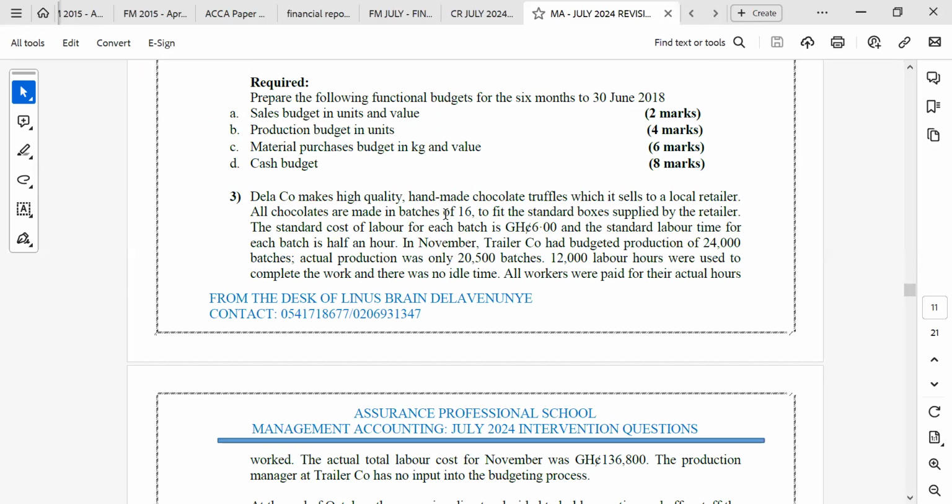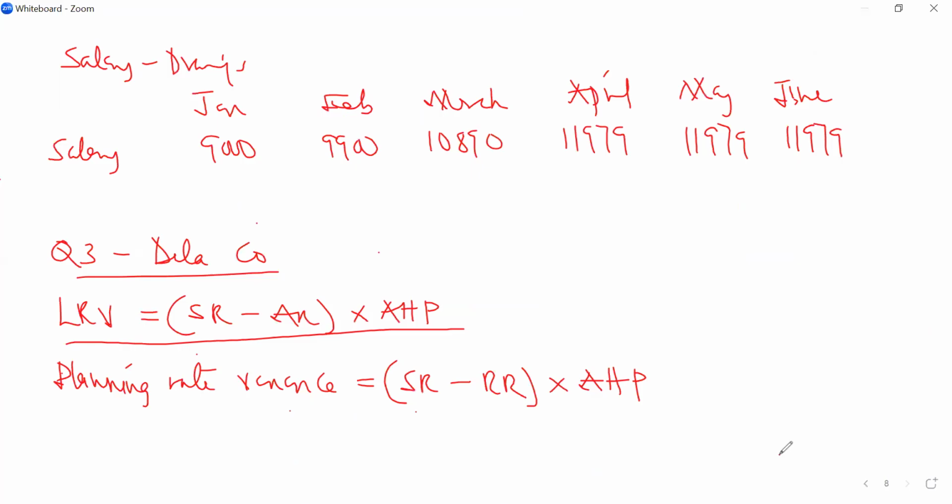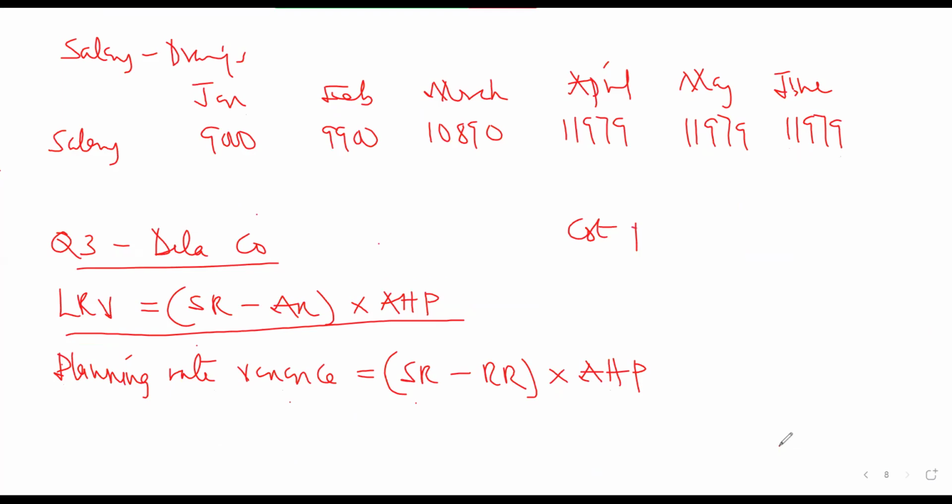Okay, they are saying that we are paying them 60 days per batch, and they are taking half an hour to produce a batch. So how do we find the rate per hour now? Okay, we know that the cost per unit is calculated as what? The rate multiplied by the number of hours. Is that correct? Yes. Okay. But the cost per unit is now 6, isn't it?